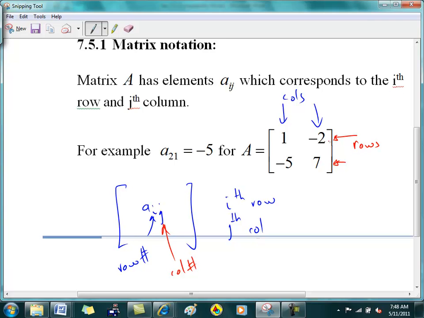So for example, in this matrix A here, the element A21 is in the second row. So it's in the second row, first column, which means it's this element here. Okay. So each of the entities in a matrix is called an element of a matrix.